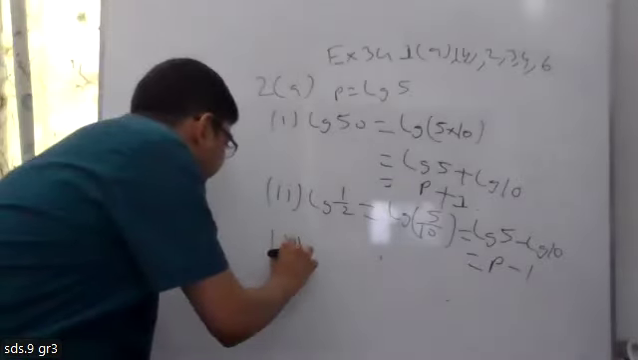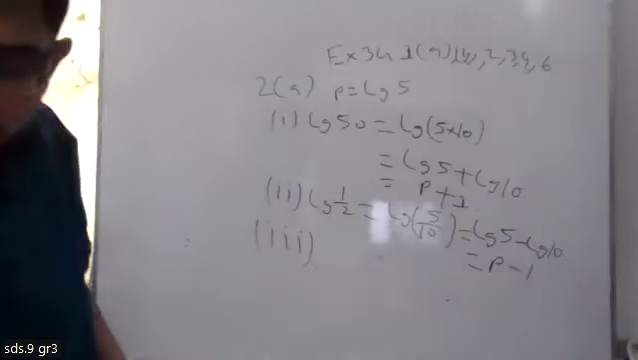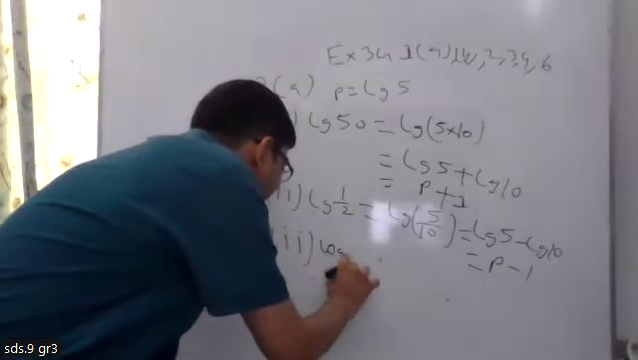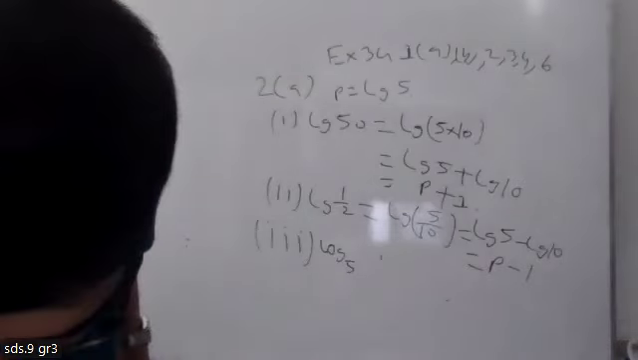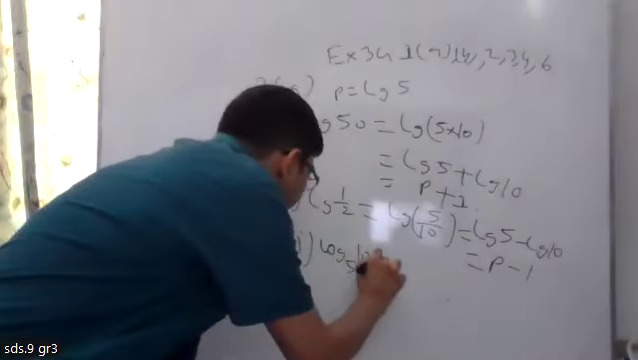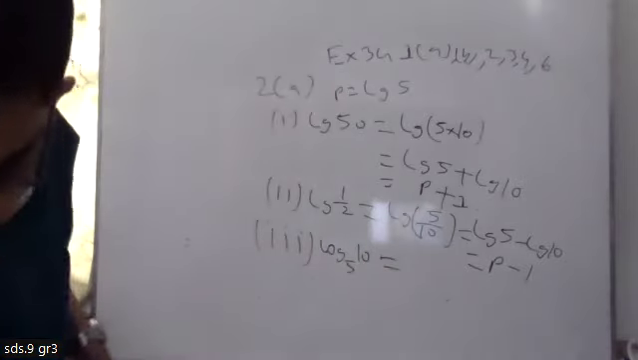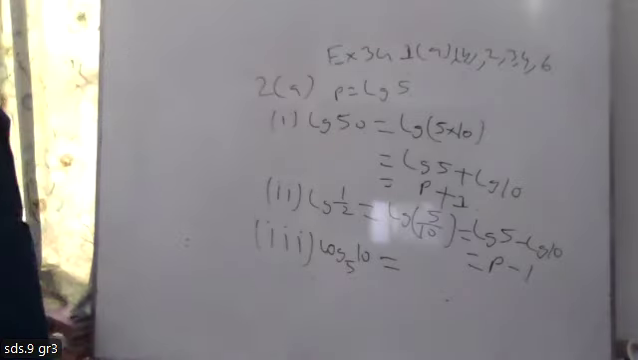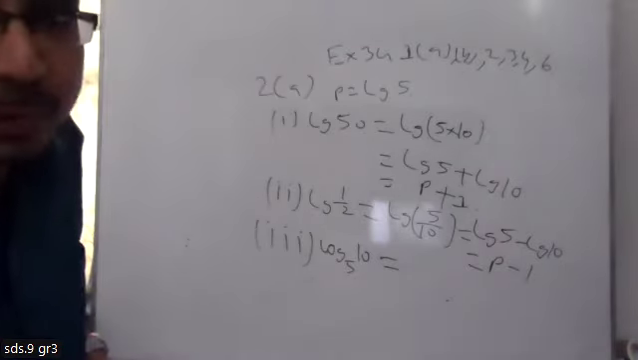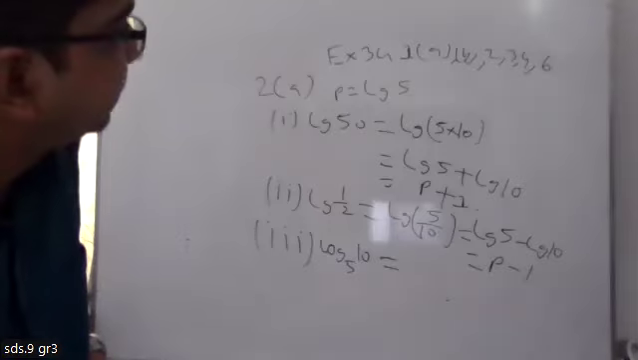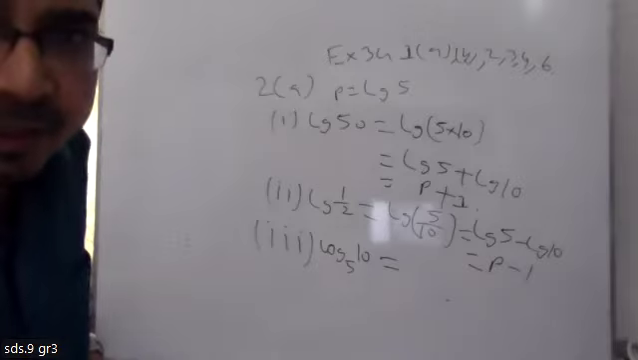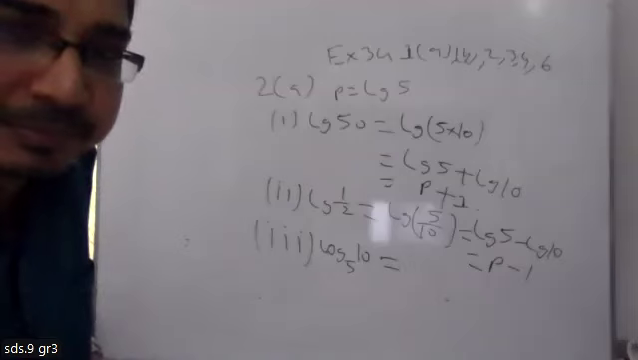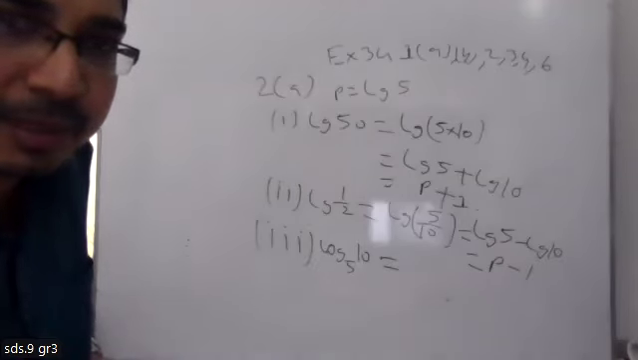That is part 3. So this is interesting because now you are actually dealing with the base change. So log base 5, 10. I have to write it in terms of P. But P, the way I defined it, is in which base? Base 10, right? So what operation will I carry out?